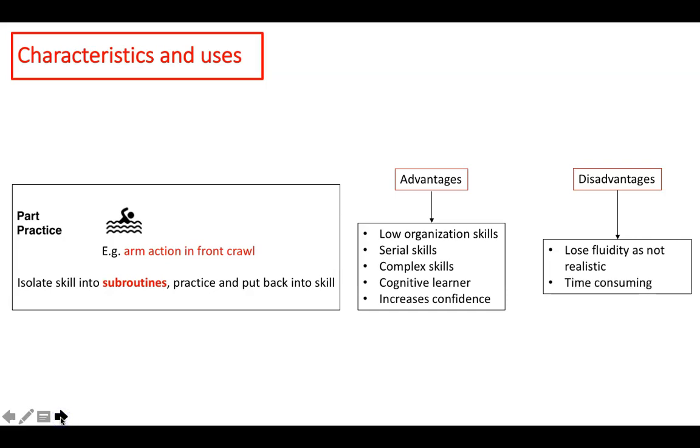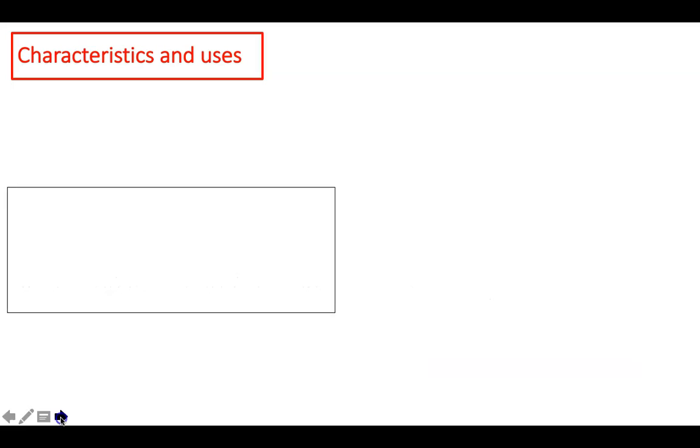It is also time consuming to first of all practice the arm action, then potentially on its own practice the leg action and so on. So they are the advantages and disadvantages or uses of part practice. Part is all about isolating skills into subroutines. We talk about low organisational skills, serial skills, complex skills, that you're going to have to be able to break down. This is the same as whole part whole practice, so the above advantages and disadvantages are exactly the same for whole part whole practice, because again, it's about separating it or isolating into subroutines.